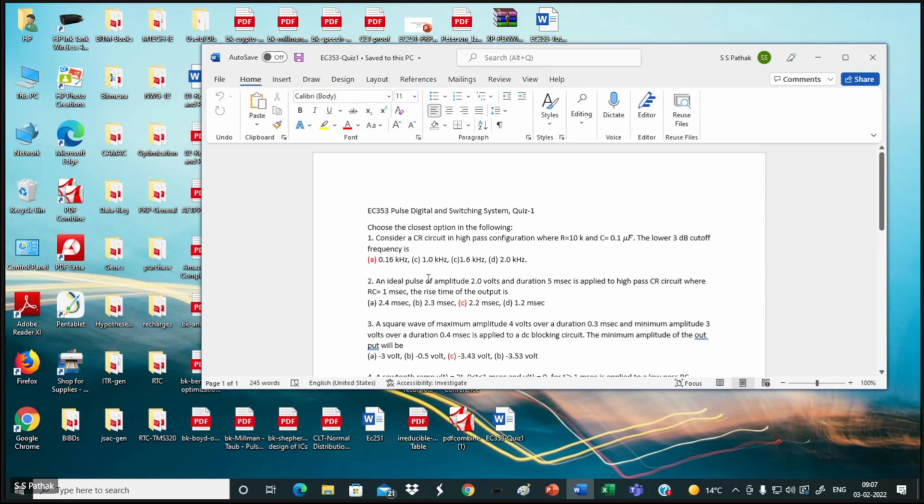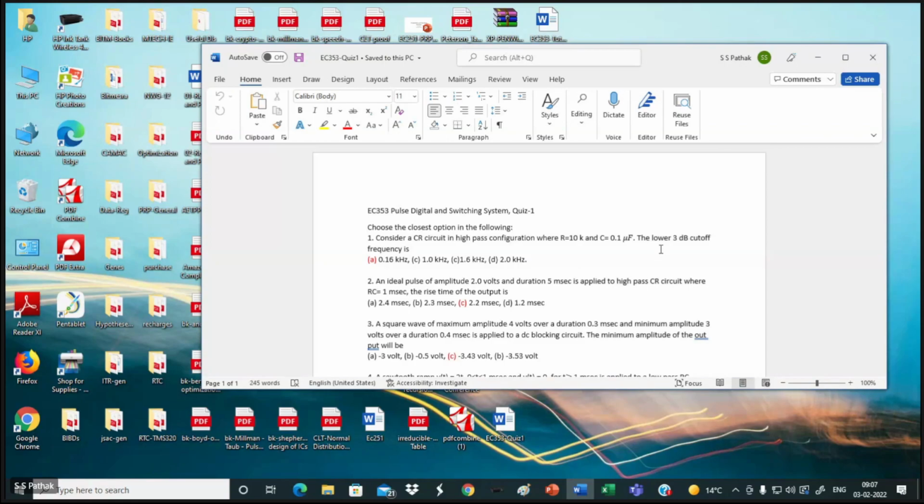So question number 1 is just like a pulse passing through a high pass RC circuit. If it is a high pass RC circuit, you know C comes in series and R comes in parallel, and across the R you are taking the voltage output. So it is a high pass filter. So what is the 3 dB frequency? 1 by twice pi RC, in hertz.